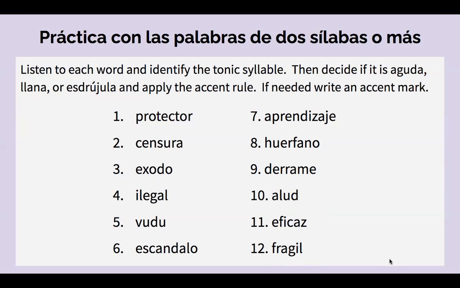Muy bien. How did you do on these? We'll do more practice in class, but I hope that this helped you to understand the final part of the accent rule, how to identify diphthongs, and how to accent a weak vowel when there is a separation between two adjacent vowels. Write down any questions you have, and I will see you in class.